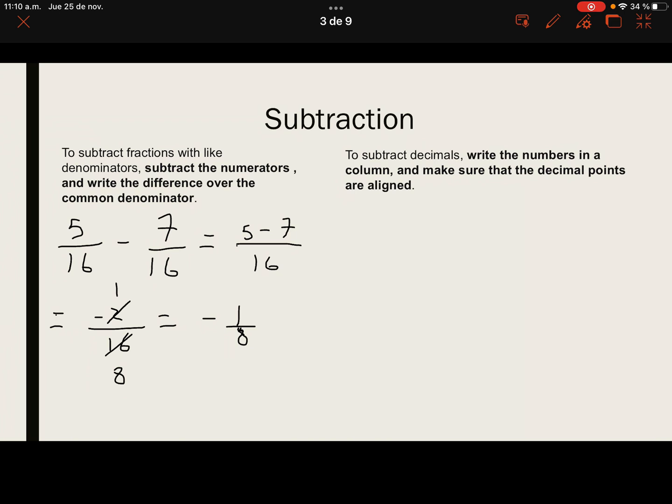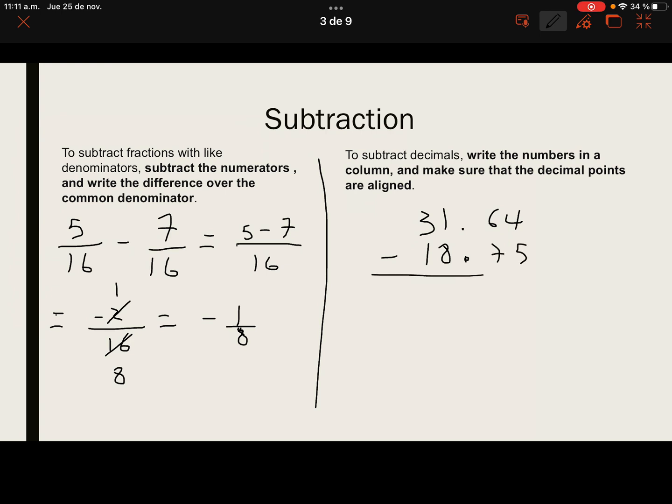Okay, next is the subtraction. How can we subtract decimals? To subtract decimals, write the numbers in a column and make sure that the decimal points are aligned. Exactly the same as for addition, but in subtraction, just subtract. Then let's check a similar example. 31 and 64 hundredths minus 18 and 75 hundredths. Notice that the decimal point must be aligned. That's the mandatory condition, and then subtract as usual.